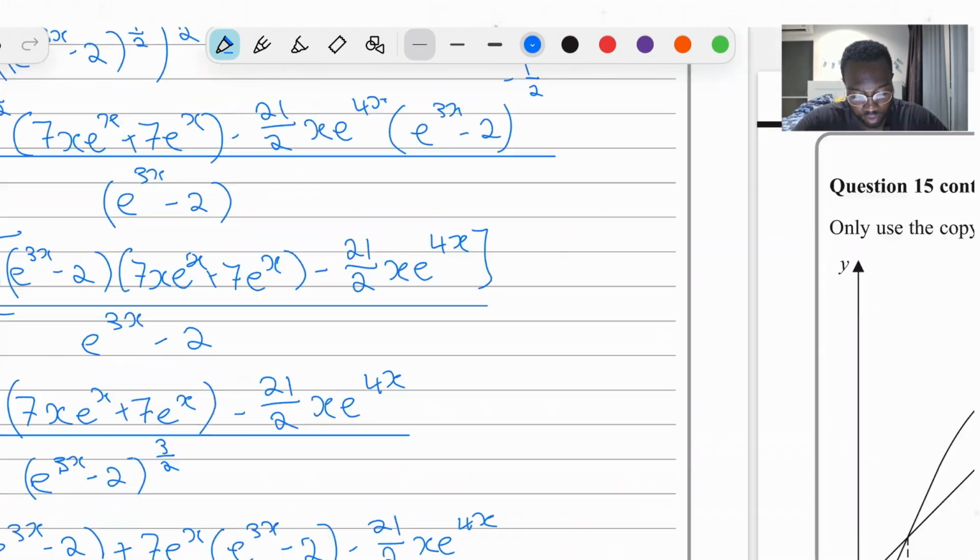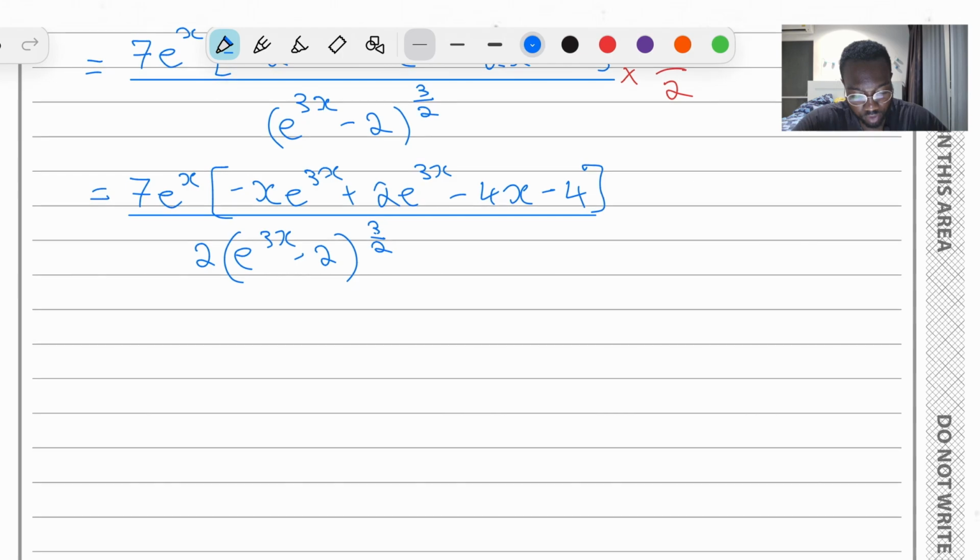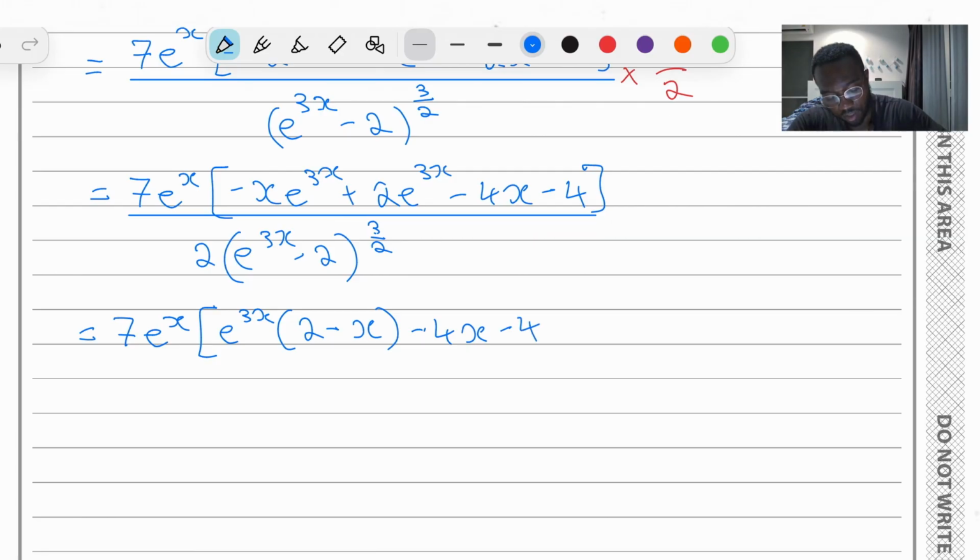So now one last thing, we just need to get it like this. So we need e to the 3x somewhere, and that is fairly simple at this stage. So now we're nearly at the home stretch. We are nearly there, guys. One last thing is to get that e to the 3x there, so 7 e to the x. And then if you do that, you'll get an e to the 3x. As you can see, that will be a 2 minus x. We go inside here. Then we get a minus 4x minus 4. And we are done with that question. And that will give us the answer we want.